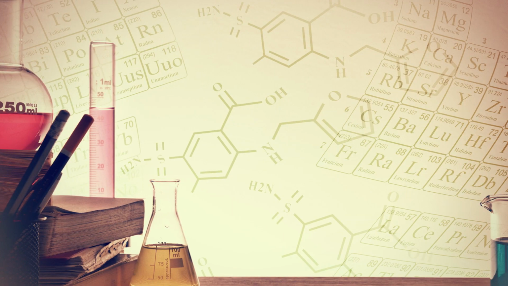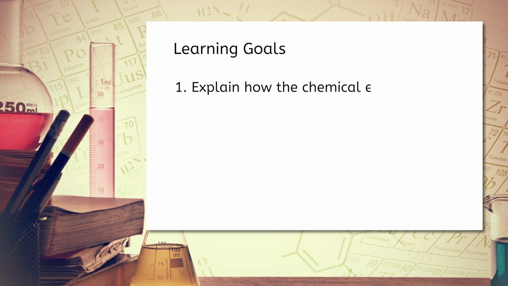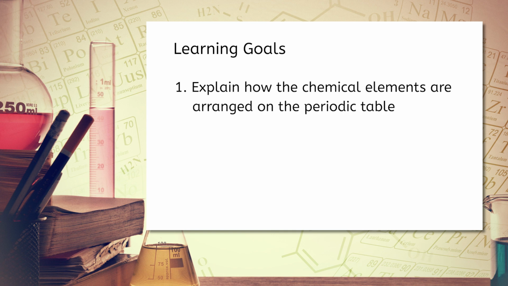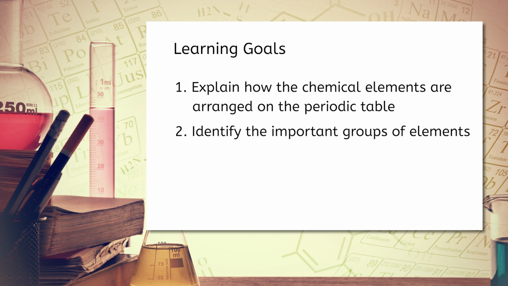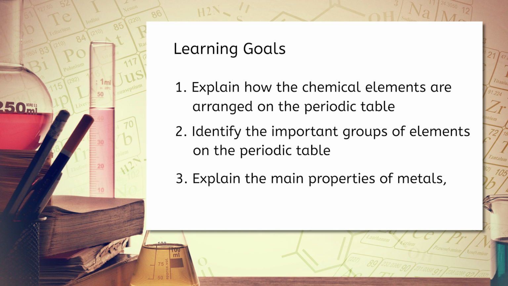But before we get started, let's look at our goals for this lesson. By the end, you'll be able to explain how the chemical elements are arranged on the periodic table. Identify the important groups of elements on the periodic table. Explain the main properties of metals, nonmetals, and metalloids.